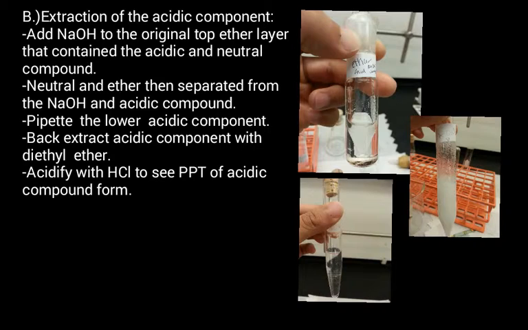And as you can see in this experiment right here, the student did have a precipitate. So that means that it is safe to say that in the unknown compound, the student actually had an acidic compound.